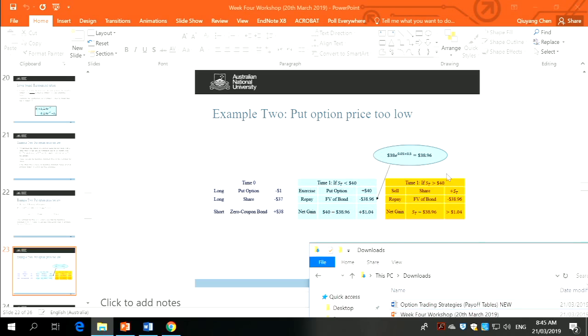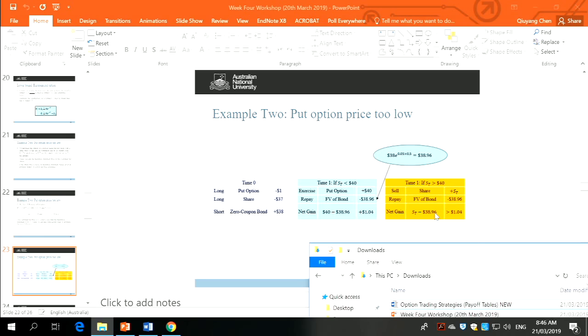What if the share price finished highish, higher than the $40? Your put option finished out of the money, right? You simply walk away from this put option, let it lapse with a value of 0. And you can sell the share. Now is the time to repay the zero coupon bond. The money we're going to use to repay the zero coupon bond is from selling the share because we own the share, right? So we sell the share at whatever the market price is at time T, for ST price. Then we use that money to repay the zero coupon bond. So the profit will be ST minus 38.96.